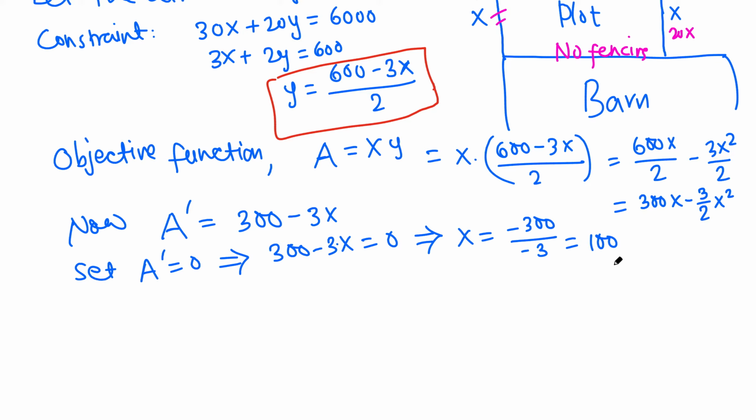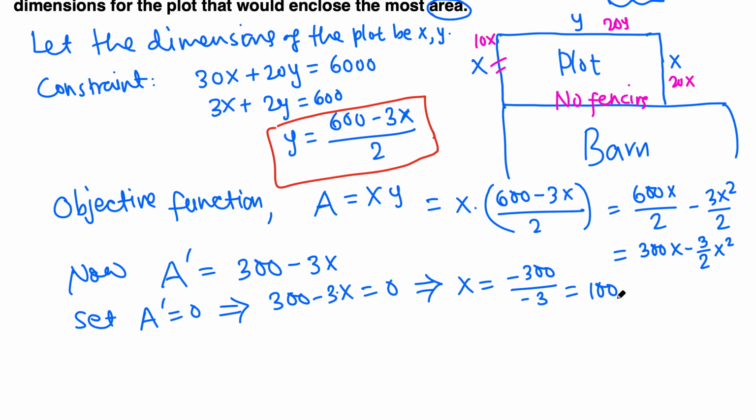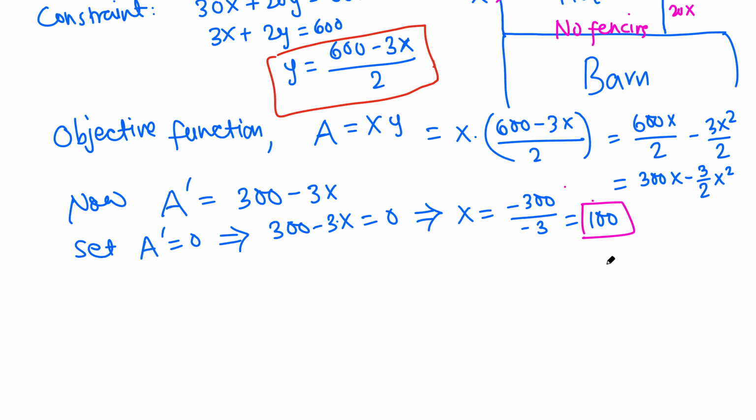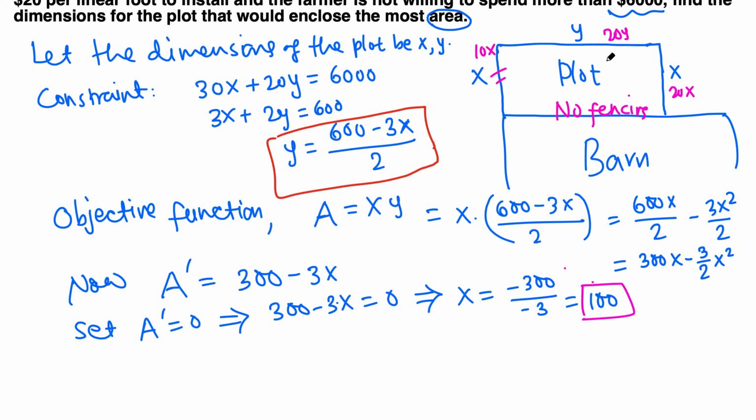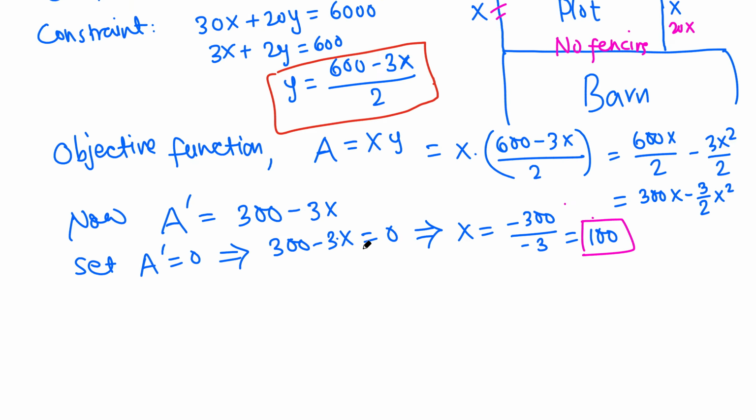Okay, so this is the answer, but we need to make sure this x equals 100 indeed maximizes the area of the plot. So we got the answer, but we'll confirm. And we plug this back here to find the corresponding y. That is 600 minus 3 times 100, 300. 600 minus 300 is 300 divided by 2, 150.